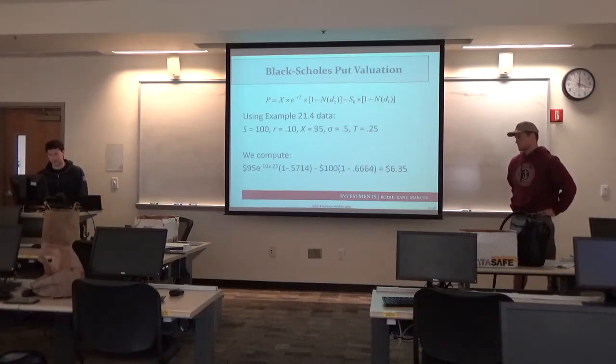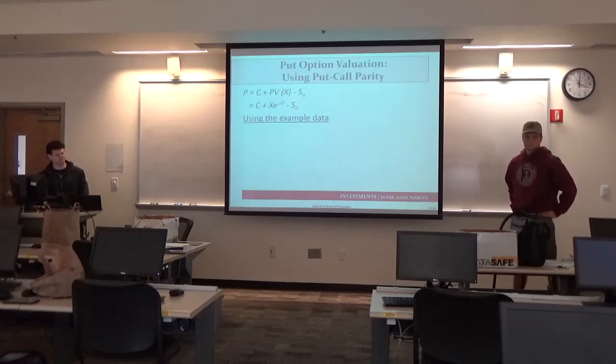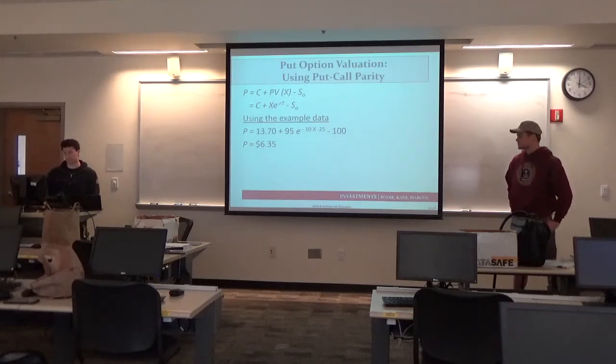And then the put valuation, so we have the formulas up there. Just an example of using 21.4 data, where S is 100, r is 0.1, X is 95, standard deviation is 0.5, and T is 0.5. We compute it to be $13.70. The put option valuation, using put-call parity, the equation up there, and using the data we have, P equals 13.7 plus 95 e to the negative 0.1 times 0.25 minus 100, which is, as explained earlier, $6.35.